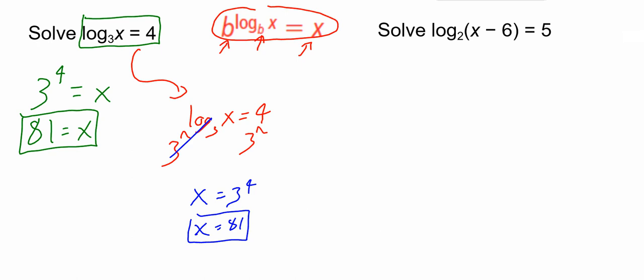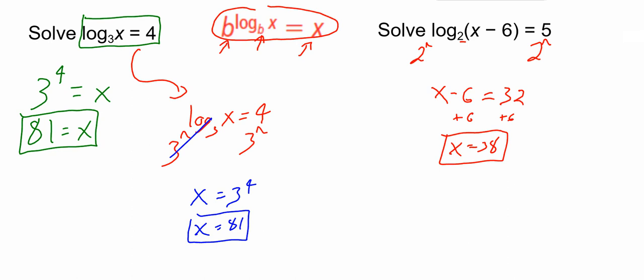So here, I notice I have a base 2, so I'm going to raise 2 to this power and 2 to this power. Those will cancel out, and I'm left with x minus 6, and 2 to the 5th is 32. If I add 6 to both sides, I'm going to get x is equal to 38.